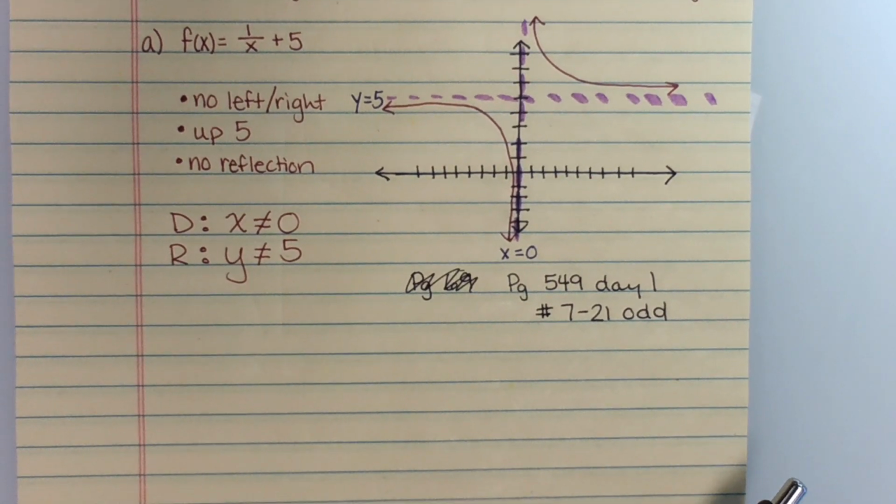Page 549, questions 7 through 21, just the odd problems.